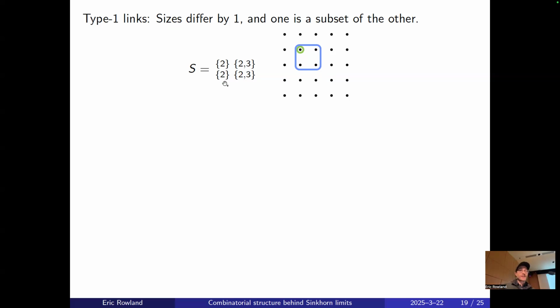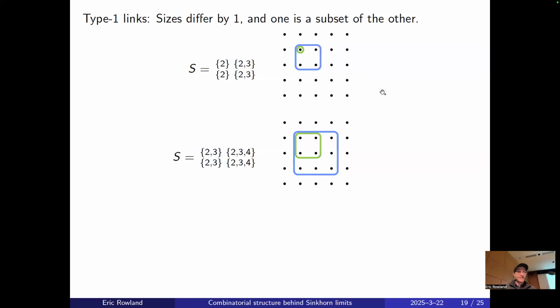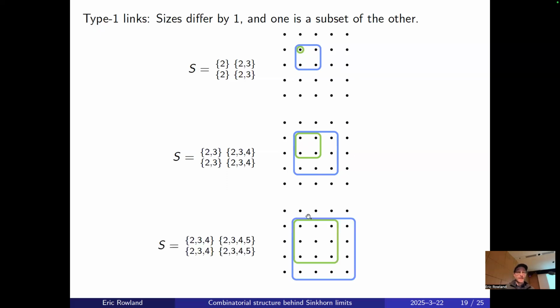So here we have two minor specifications. This says row 2 and column 2, so that's this green 1 by 1 minor. This is rows 2 and 3 and columns 2 and 3, so that's this 2 by 2 minor. This first minor is a subset of the second, and their sizes differ by 1. So that's the first type of link. Here's another example: a 2 by 2 minor inside of a 3 by 3 minor, and a 3 by 3 minor inside of a 4 by 4 minor. You get the idea. So this is what type 1 links look like.